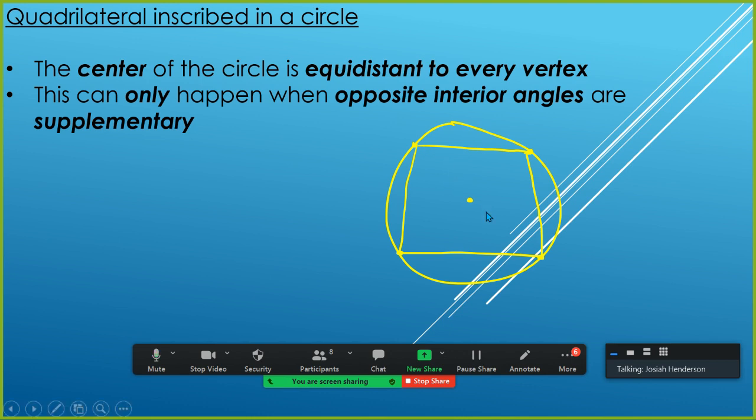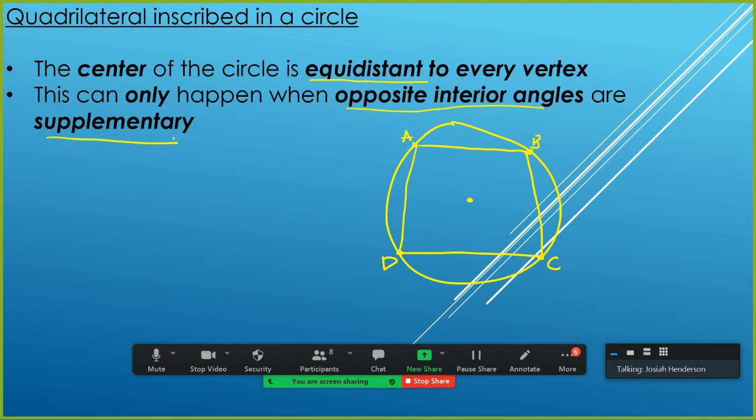Why is that? Look from the center out to those 4 vertices I made, A, B, C, and D. Well, again, just like we saw with the others, it's basically a radius. So if you've got this scenario with a quadrilateral inscribed in a circle, the center to the 4 points are all radii, so therefore they're all equidistant. They're all the same measure. And this one's important here. This can only happen when opposite interior angles are supplementary.